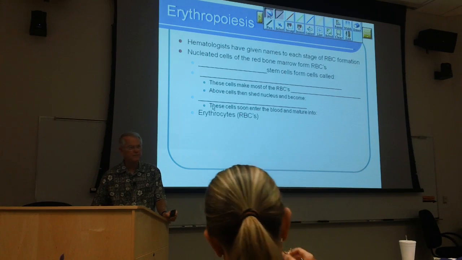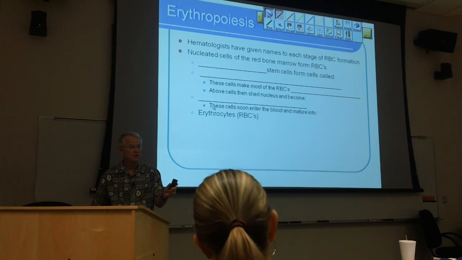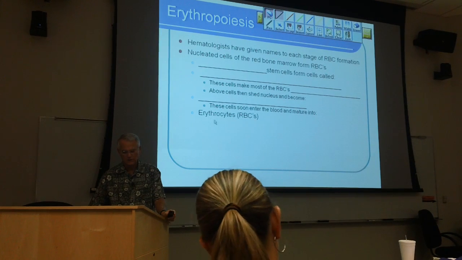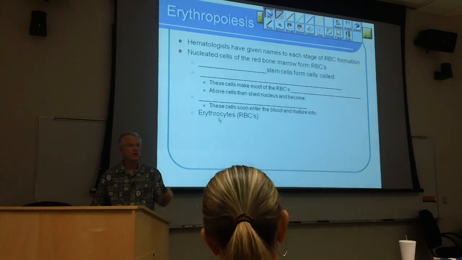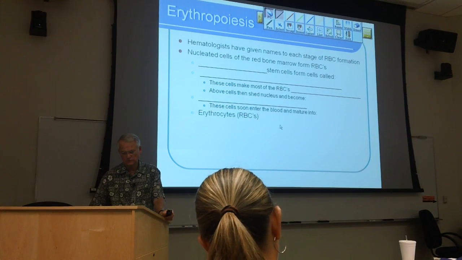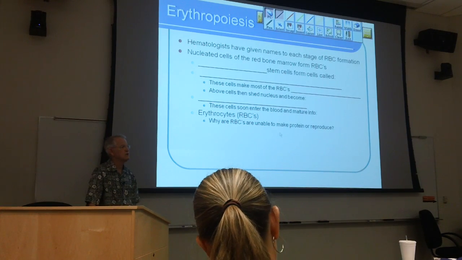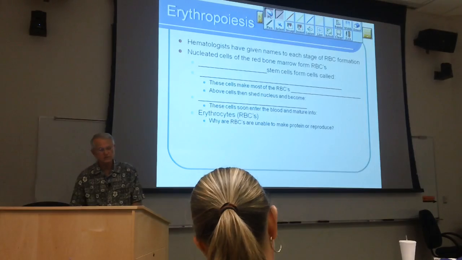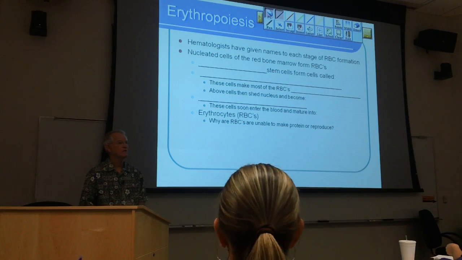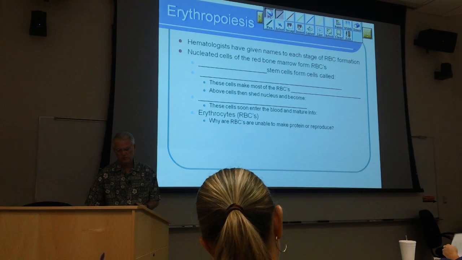Remember, the technical name for an RBC is the erythrocyte, which means what? How do you translate that? Red cell. The root erythro means a lot of things, but in this case refers to red cell. We just asked this question, can you answer it again? Why are RBCs unable to make protein or reproduce? No nucleus. They shed it, and they became these reticulocytes.